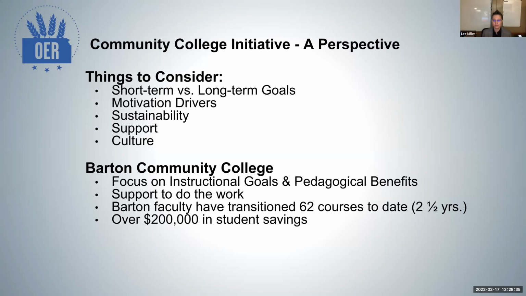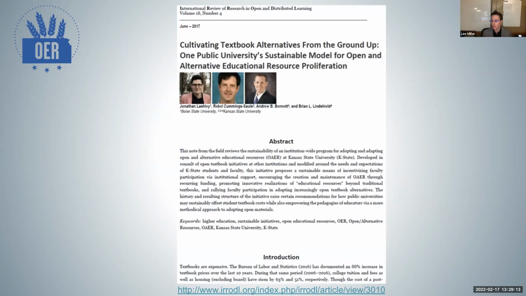And so for people like myself, as well as the center I work within, the Center of Innovation and Excellence, we support that work so faculty can make that transition. So far, Barton faculty have transitioned 62 courses, and we've saved roughly $200,000 in student savings up to this point, which I've been really, really excited about. So building a culture of open education is really what we're trying to do and increase that motivation through the support that we provide. So that's a community college perspective, and I will shift it over to Brian to provide a university perspective.